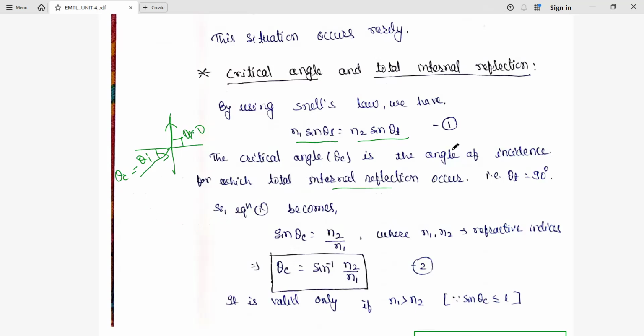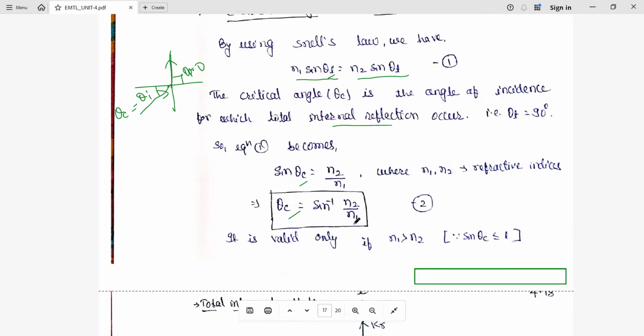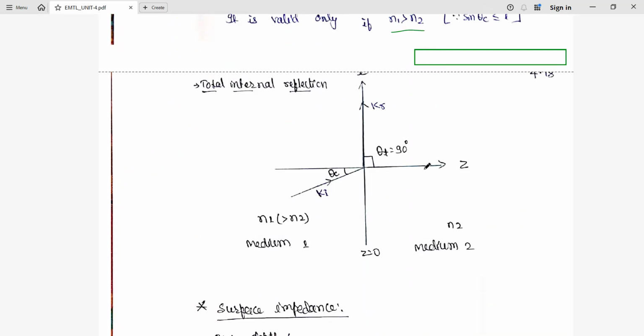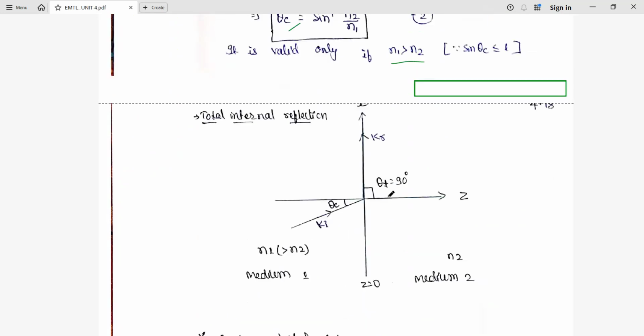So finally, what is the value of sine 90? Sine 90 is 1. So theta I becomes theta c, and we have sine theta c equal to n2 by n1, so theta c equals sine inverse of n2 by n1. This is valid if n1 is greater than n2, that means the refractive index of medium 1 is greater than the refractive index of medium 2. So this is the diagram in the case of total internal reflection, where theta I becomes theta c and the transmitted angle becomes 90 degrees.